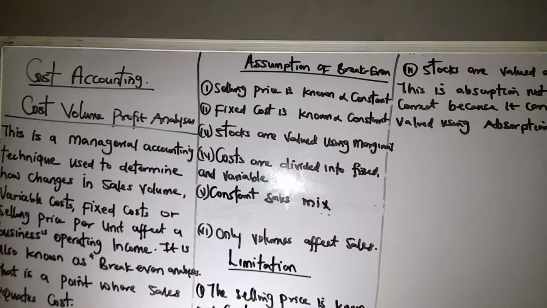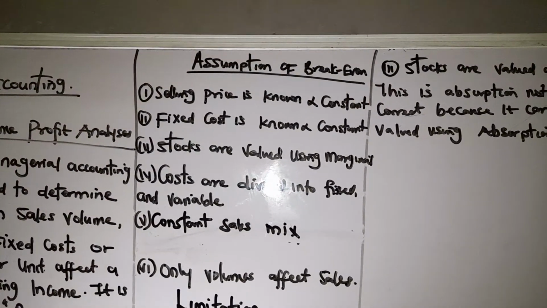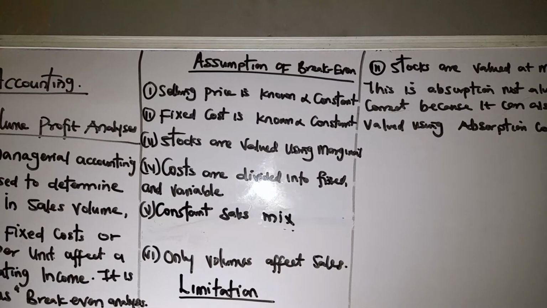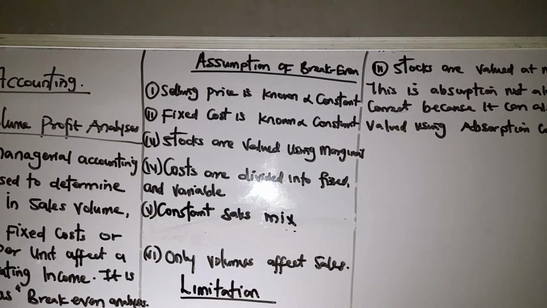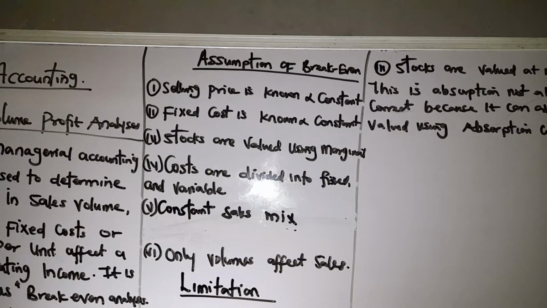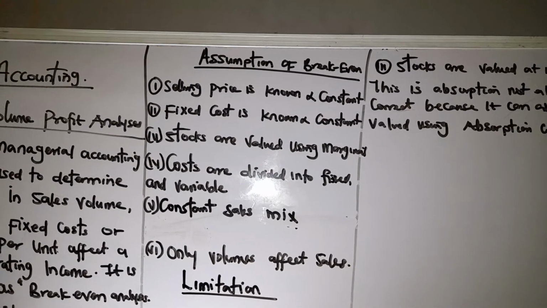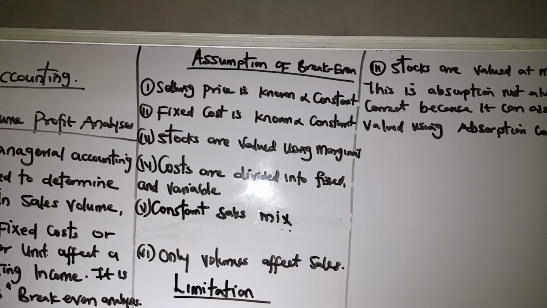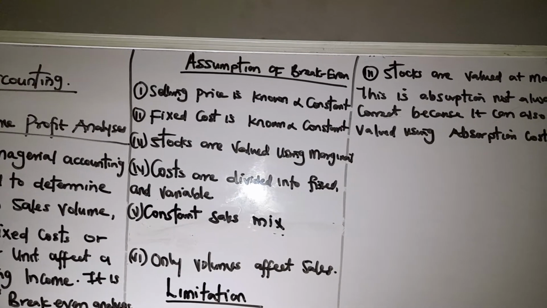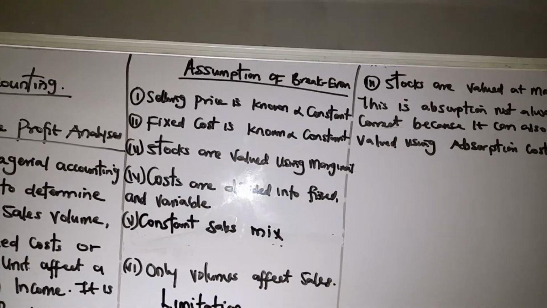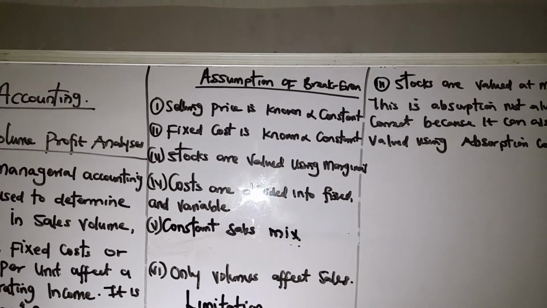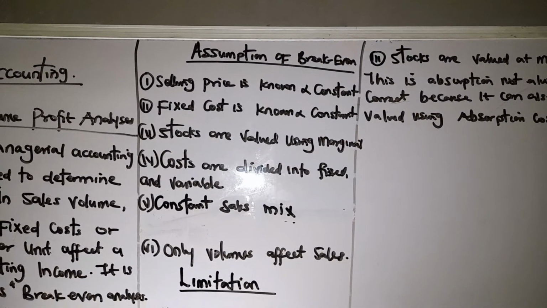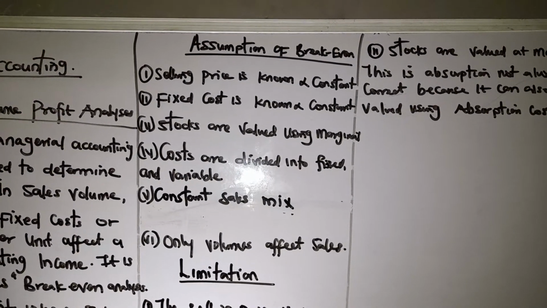The assumptions are on the board. What is the first assumption? Number one, it says what? The selling price is known and constant. What this is trying to say is, for you to solve any question on break-even analysis, you have to know the sales price. It can be given per unit, it can be given in value, so you must know that. And this assumption is saying if it is known, it must be what? Constant.